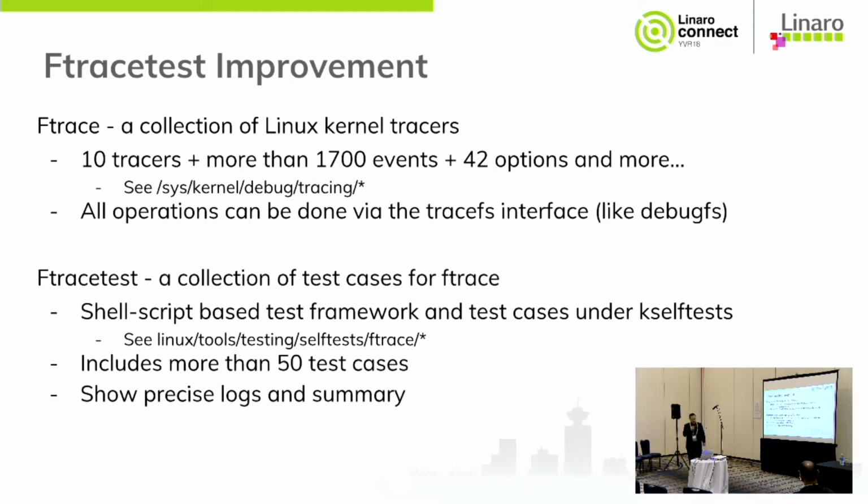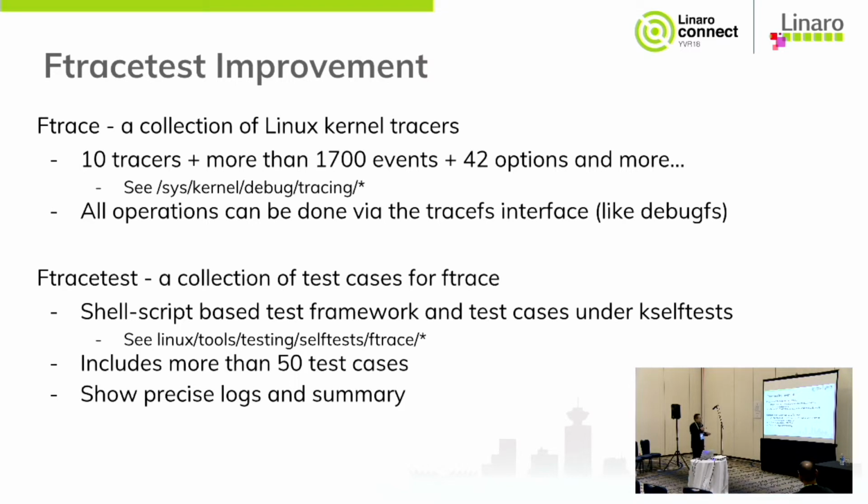So I'd like to show you how I improved Ftracetest with GCOV. Ftrace is the collection of the Linux kernel tracers. It includes 10 major tracers, more than 1,700 events, and 42 options and more. Actually, you can find that many debugfs files under this directory. And all operations can be done via the ftrace interface, so you can use simple shell commands to run ftrace.